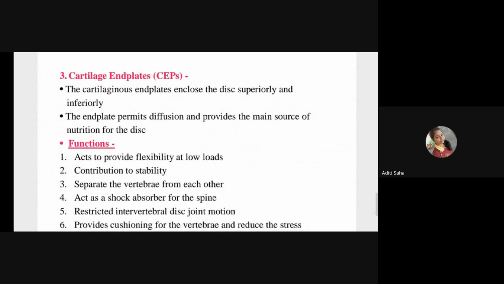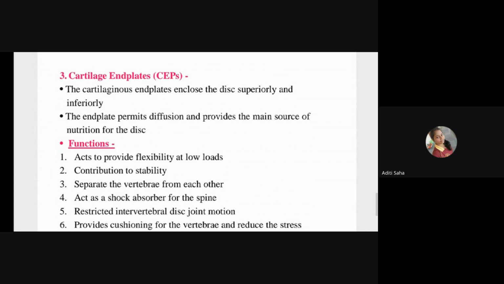Now, cartilage end plates. The cartilage end plates enclose the disc superiorly and inferiorly. As we have discussed, it is covering the intervertebral disc from the upper side and bottom side. So, it is enclosing the disc superiorly, means from upside, and inferiorly from downside. The end plate permits diffusion and provides the main source of nutrition for the disc.